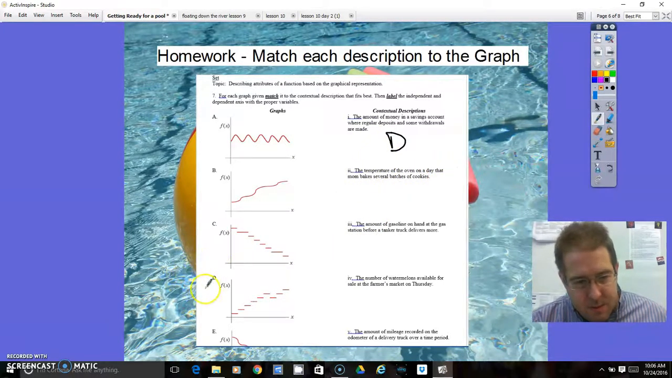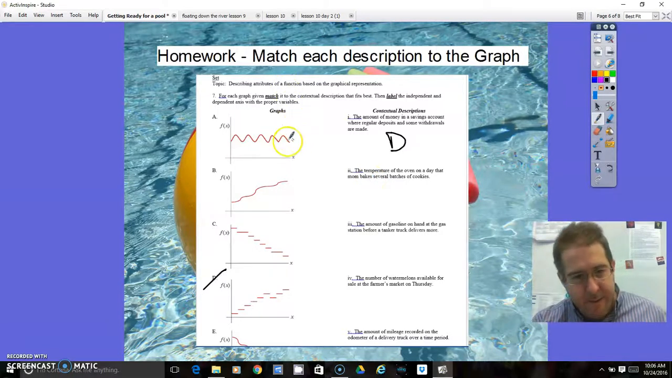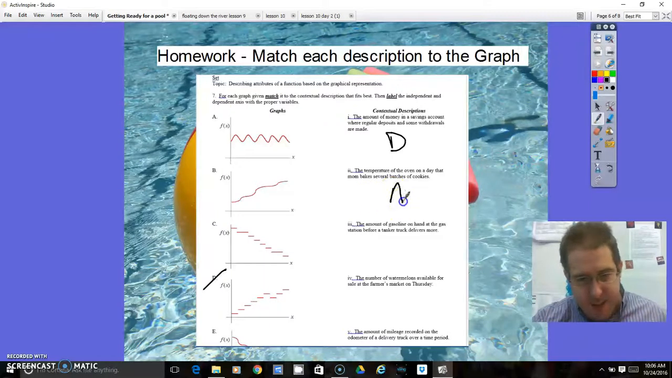The temperature of an oven. So we can cross that off. The temperature of an oven on a day that mom bakes several batches of cookies. Well, every time you open up the oven, it's going to decrease the temperature. So it's going to increase when it's shut, and it's going to decrease when it's being opened. So my guess is that that's going to be A, because that's the only one that's going up and down at a constant rate. It's never stopping. It's not discrete.